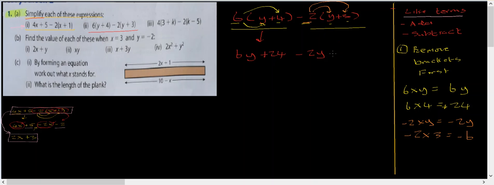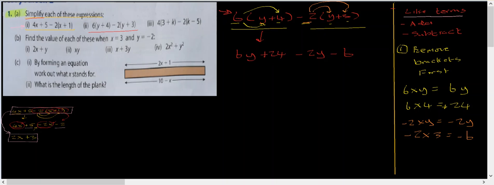So that's going to be equal to minus 6. So what we've done then is we've taken this expression here, and we've simplified it a little bit, but it's not completely simplified. What we want to do is continue on simplifying it.